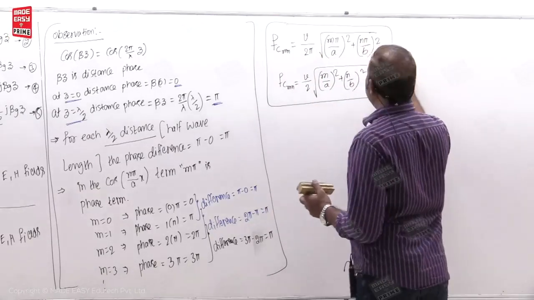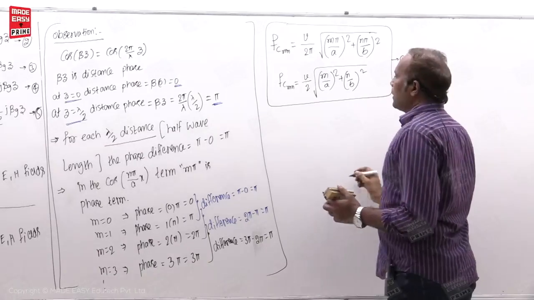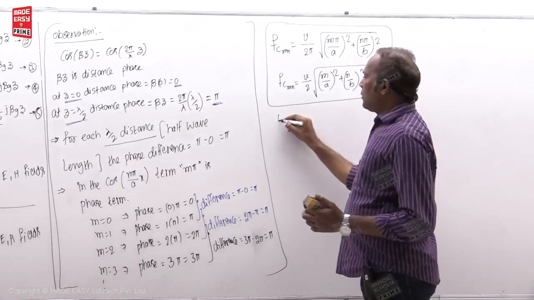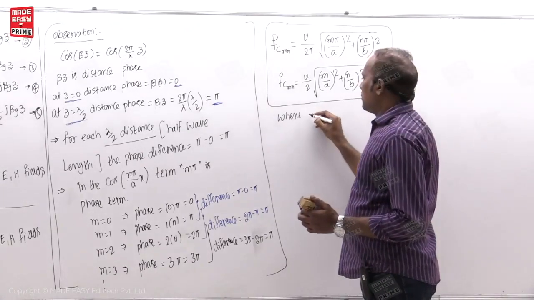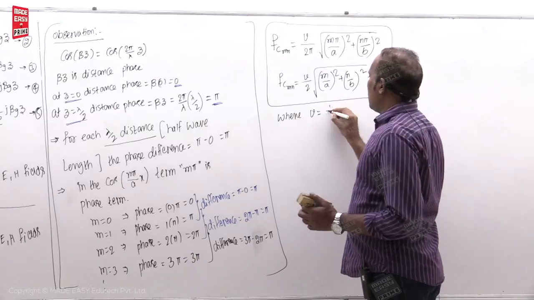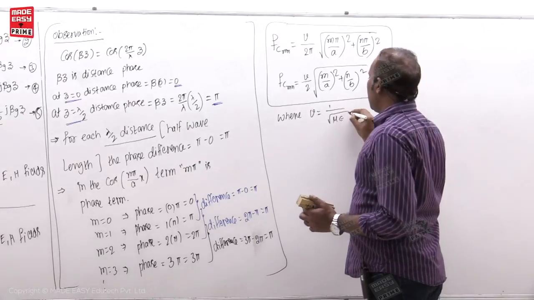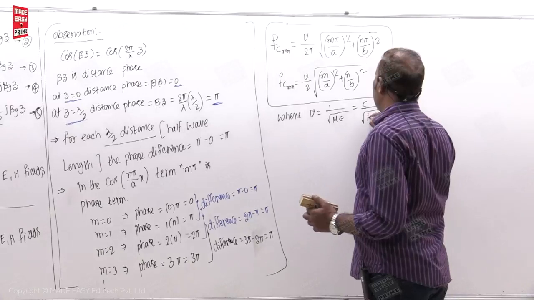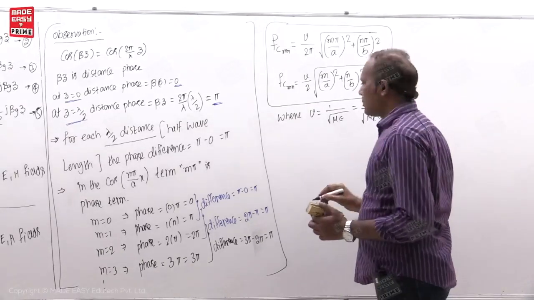Where v is equal to 1 by root mu epsilon, that is equal to c by root mu r epsilon r.